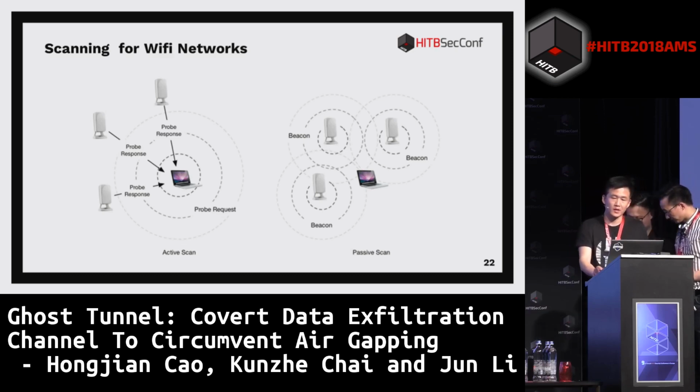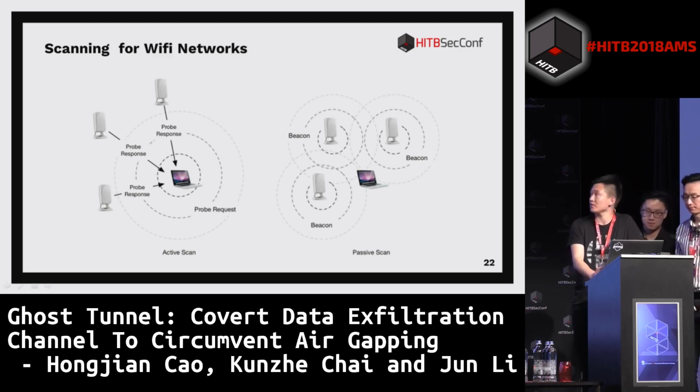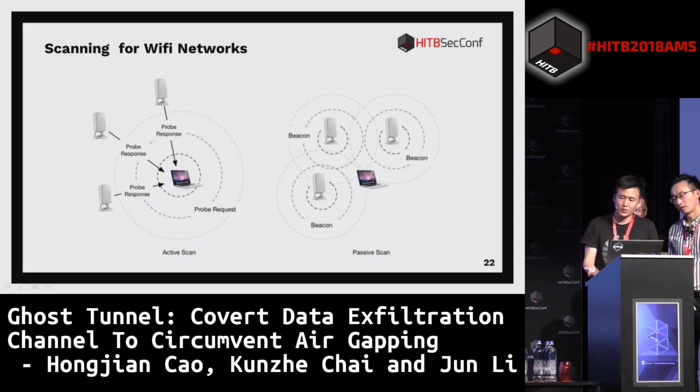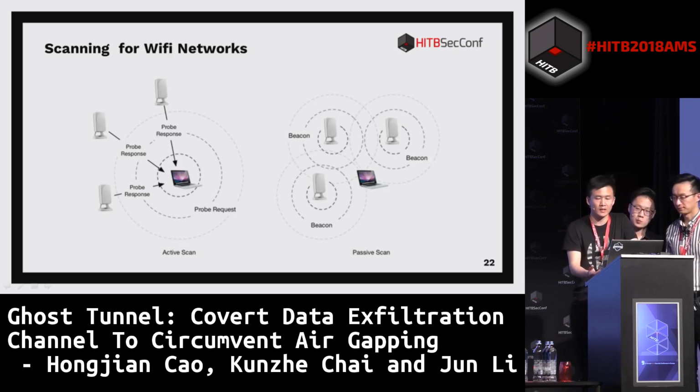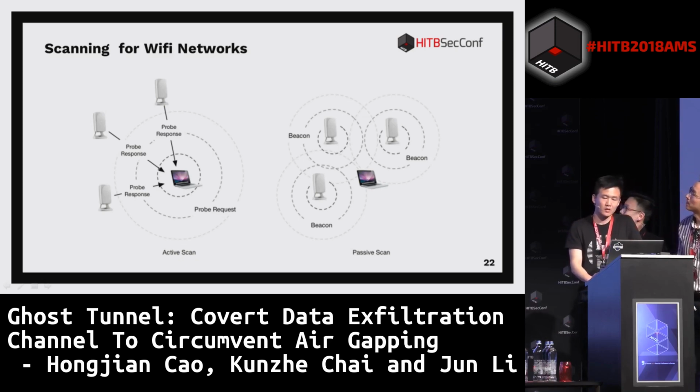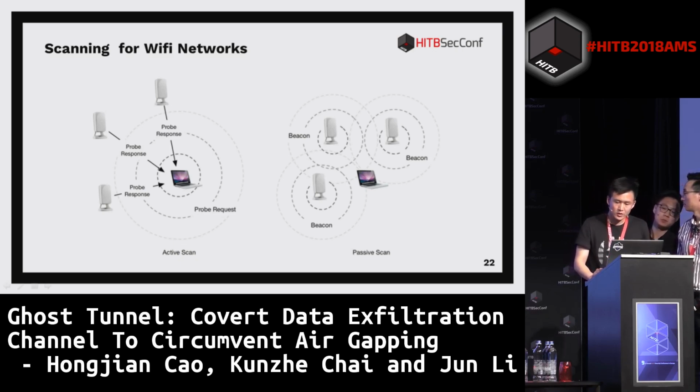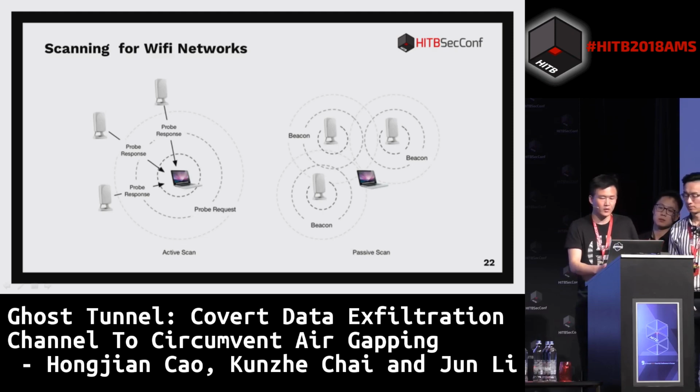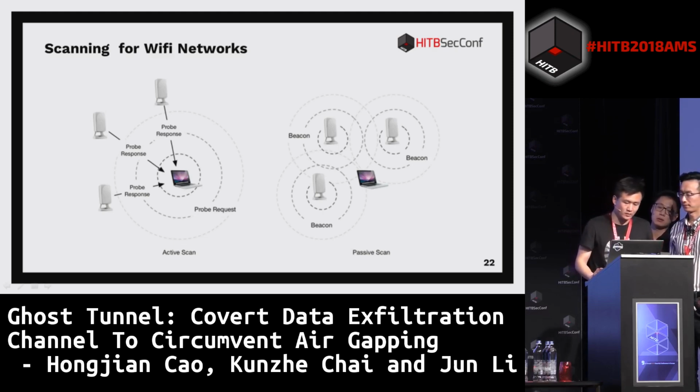When a client scans the available wireless networks, it can use 2 scanning methods, active scan and passive scan. During an active scan, the client radio transmits a probe request and listens for a probe response from an access point. With a passive scan, the client radio listens on each channel for beacons sent periodically by an access point.